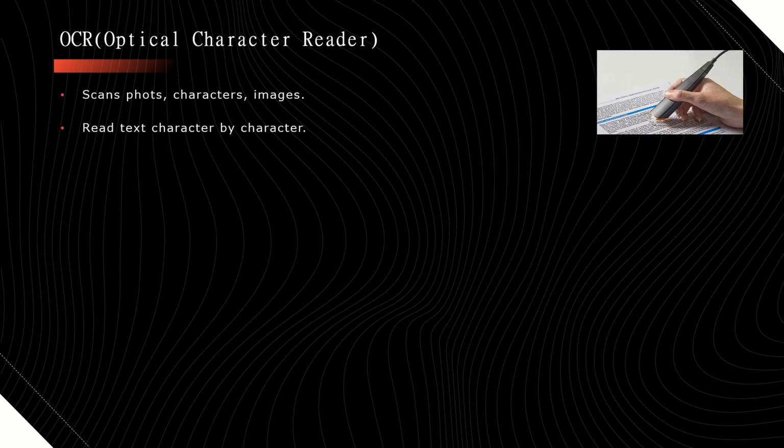OCR, Optical Character Reader. It is also known as a scanner. It can be used to scan photos, characters, images. Also, it is used to read printed text. That means it reads the text character by character, converts them into machine readable code, and stores this text onto the system's memory.